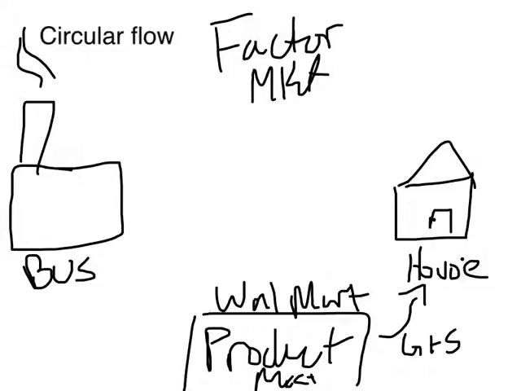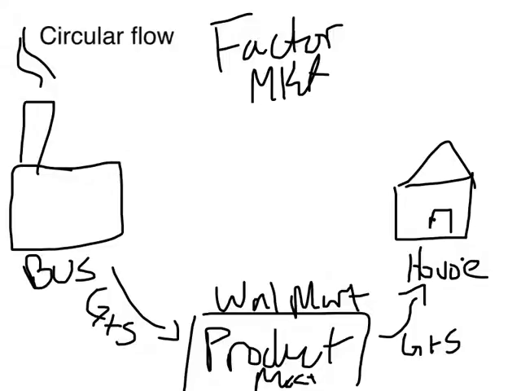Well, where does Walmart get these goods and services? They get them from their manufacturers. They get them from these different businesses that produce toilet paper or something like that. So goods and services flow from businesses to the product market. Well, businesses need certain things in order to produce that item.